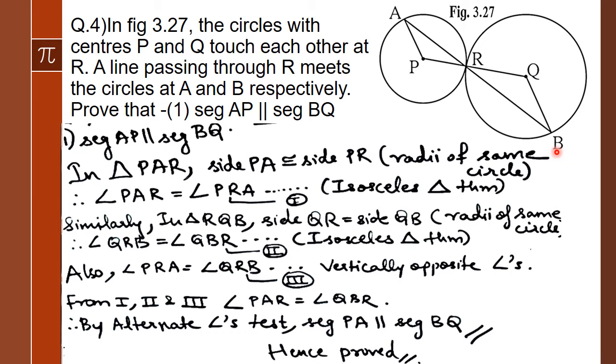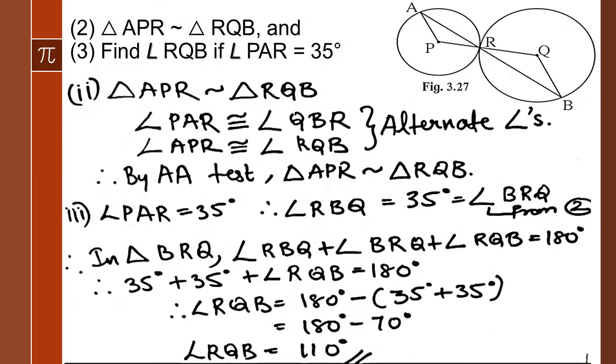proved. So we considered these two triangles, applied the isosceles triangle theorem, and then considered the vertically opposite angles. They are congruent and hence we get that the alternate angles PAR and QBR are congruent. That means the line segments PA is parallel to BQ and hence proved. Now let's see the next question.